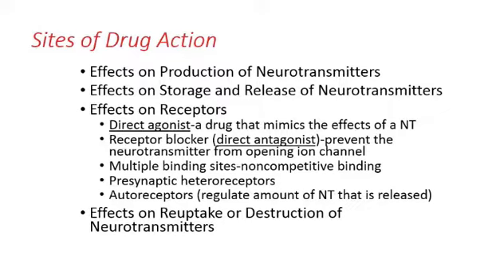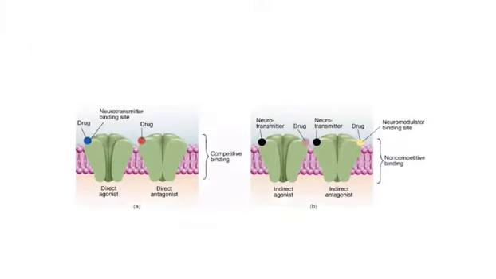And then finally, the drug can actually have an effect on reuptake or destruction of neurotransmitters, either preventing the reuptake so that the neurotransmitter can stay around longer, or it can destroy the enzyme, or it can destroy the neurotransmitter itself, kind of eliminating its effect from the synapse.